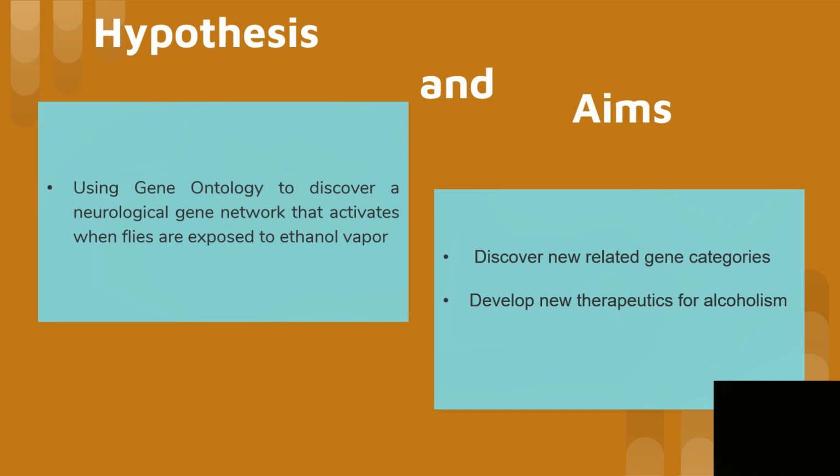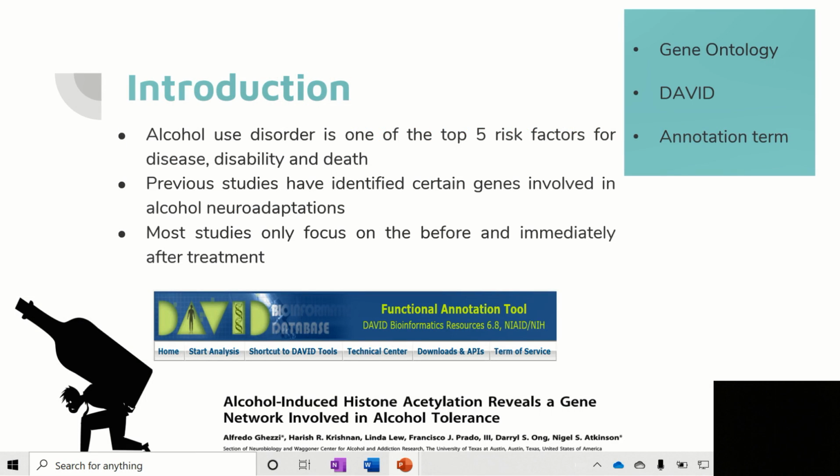So what's so important about this project? We want to discover new gene categories related to these activated pathways. We hope this study sheds some light on how alcohol affects the brain and how to create possible new therapeutics for alcoholism. As an introduction, I'll start with some common terms and definitions so you can understand the next slides with more clarity.